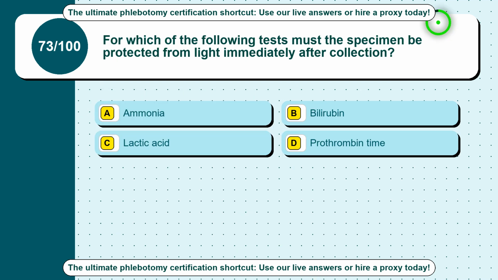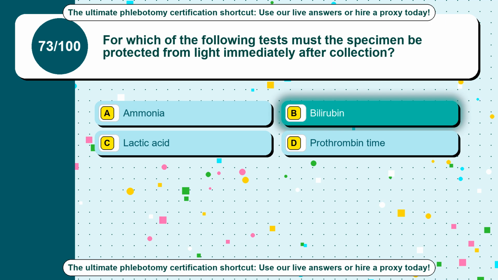Question 73. For which of the following tests must the specimen be protected from light immediately after collection? Option A. Ammonia. Option B. Bilirubin. Option C. Lactic acid. Option D. Prothrombin. The correct answer is option B.